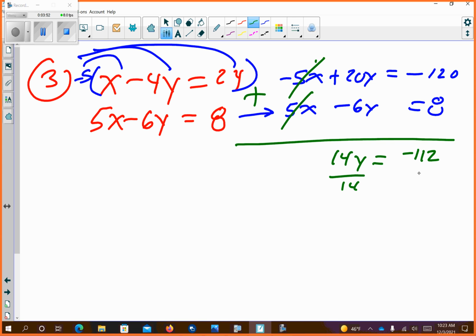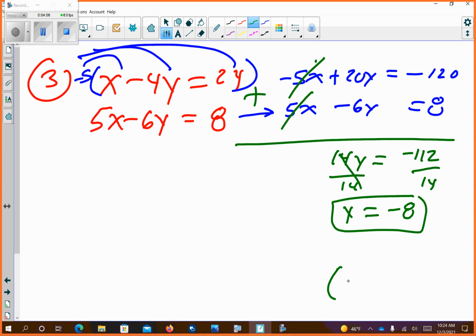Divide each side by 14. Uh-oh. Did anyone get that on a calculator? What is it? Negative 8? Sweet. I'll take that. Yeah, on a calculator, I can go 112 divided by 14. Whatever it gives you is your answer. So negative 8 is my x value.